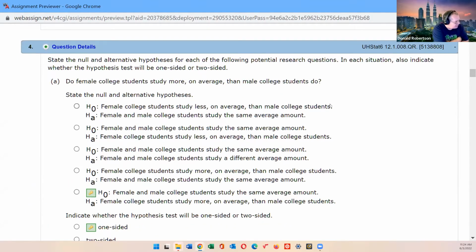4, state the null and alternate hypothesis. Good, I like these. For each of the following potential stories: do female college students study more on average than male college students? How sexist can you be? That is just not right. Should it have been, do male college students study more than female college students? That would have been the right way around.